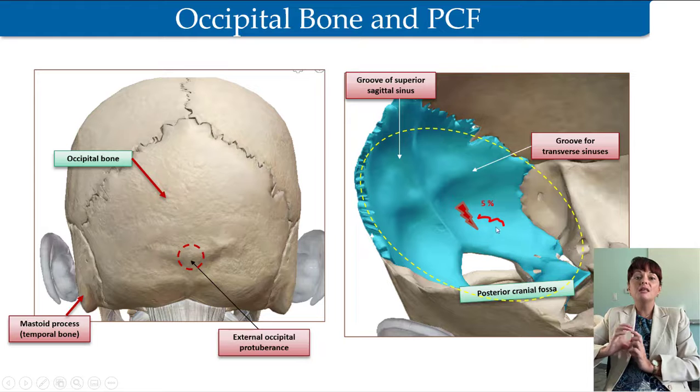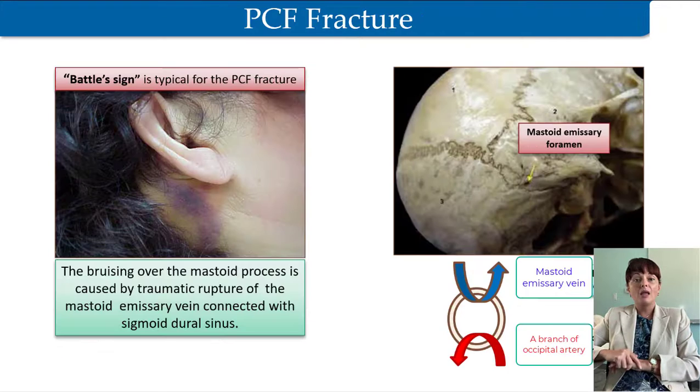Because the fossa communicates widely with the vertebral canal, the spinal puncture can confirm the traumatic damage here. You would simply obtain the blood with the cerebrospinal fluid. As an early sign, the hematoma may occur just behind the ear in the area of localization of the mastoid emissary foramen. The mastoid emissary foramen transmits a mastoid emissary vein to the sigmoid sinus and a small branch of the occipital artery to the dura mater.